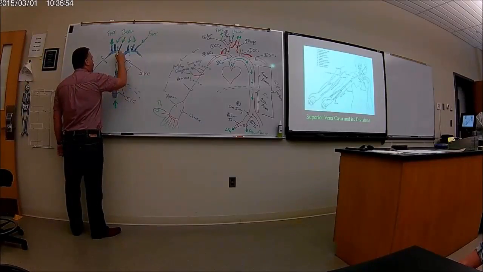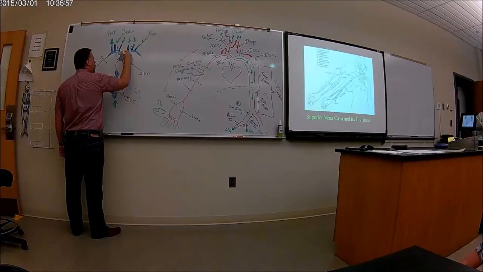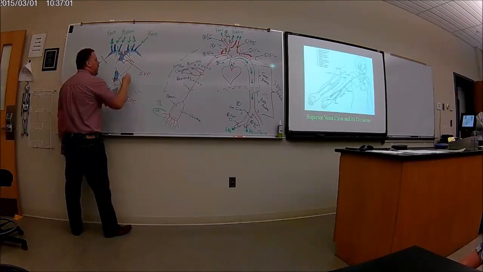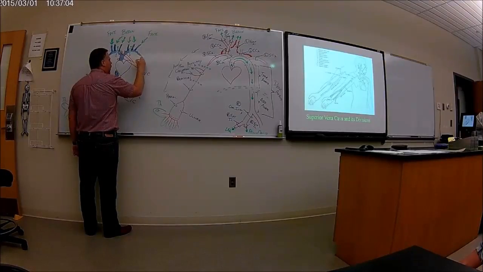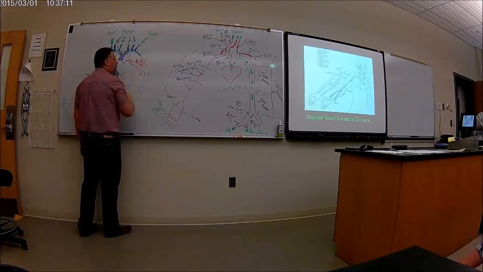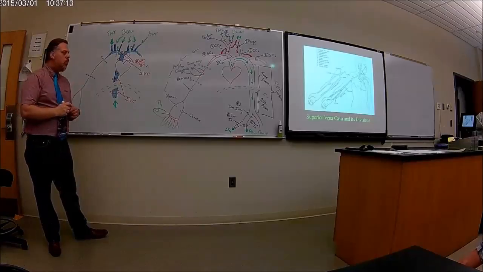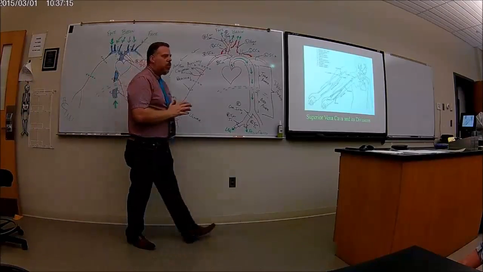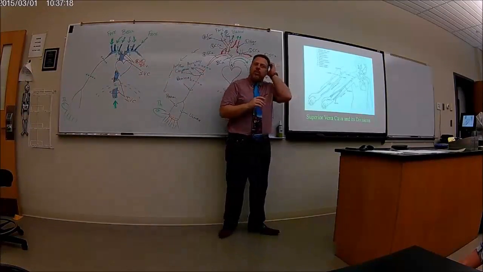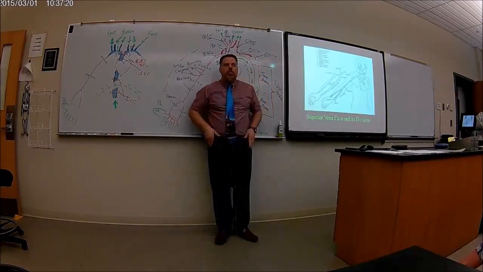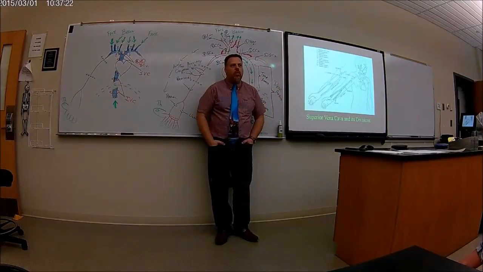Then we have this branch and this branch. This is the right and left brachiocephalic veins. Now, common mistakes. How many brachiocephalic arteries do we have? One. How many brachiocephalic veins do we have? Two.